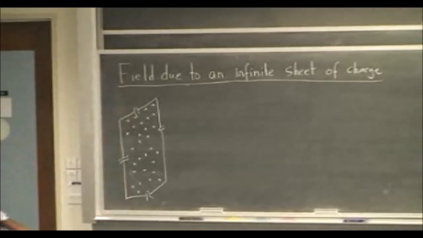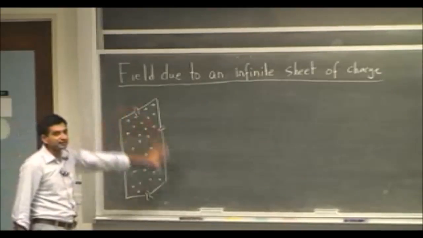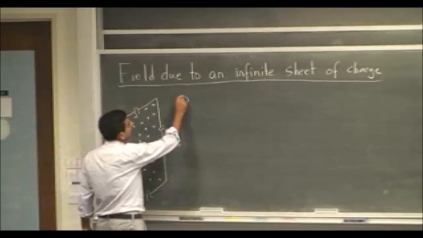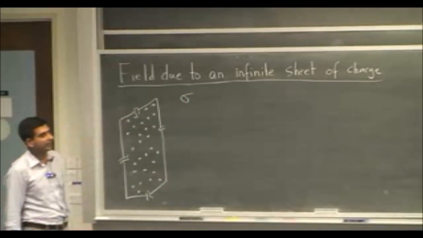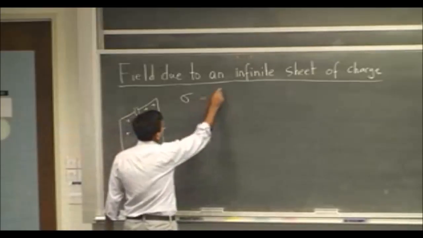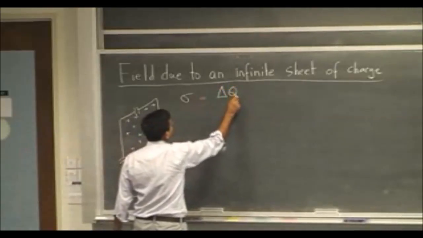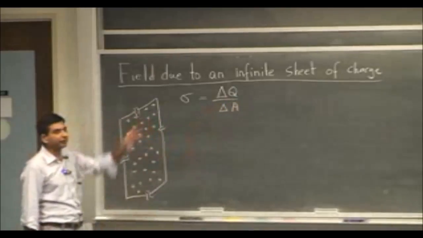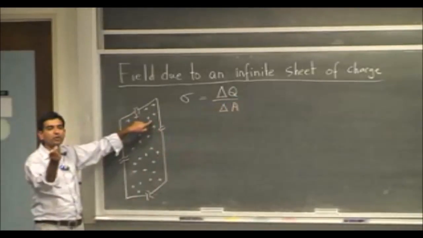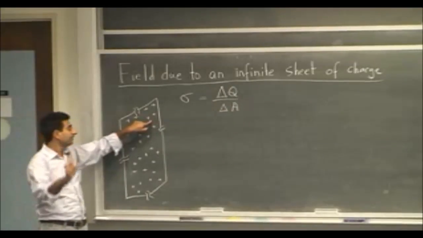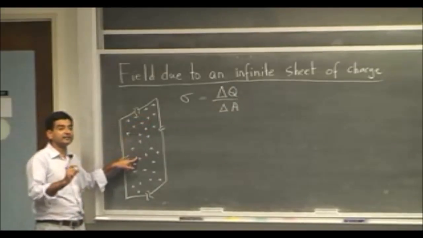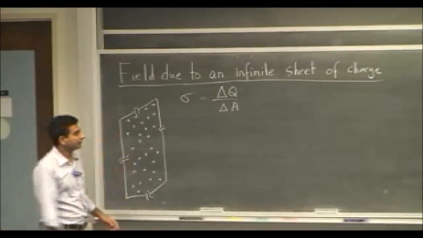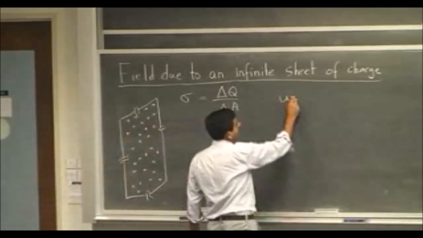Now what I would like to find out is, if this charge is uniformly distributed over the surface, I can define a sigma, which is a surface charge density, the amount of charge in a small area of this sheet, and this is uniform. So if you take a small area, the amount of charge in that area would be the same as the amount of charge in any other equal area on the sheet. So the charge density is uniform.